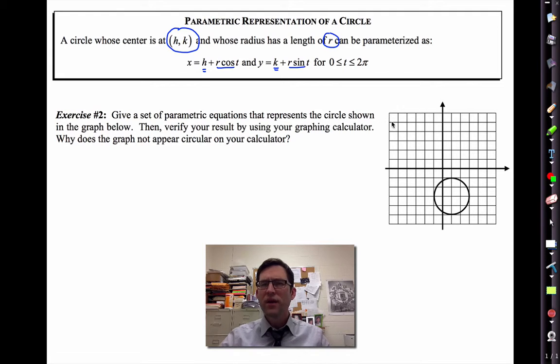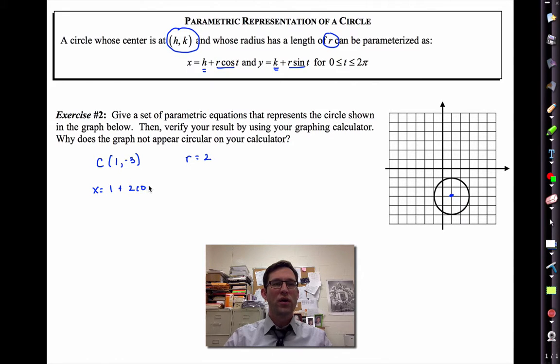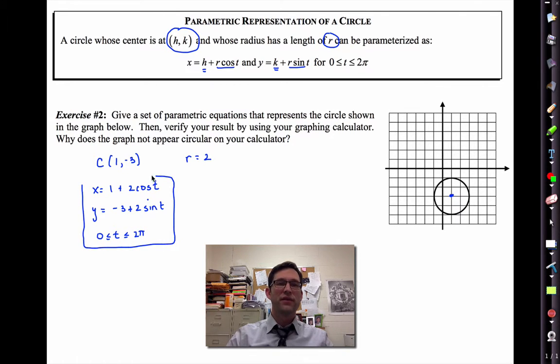All right, should be easy. What's the center? The center is right here, and that has coordinates of (1, -3). The radius, pretty easy to tell, is 2. So the simplest way to parameterize this circle would be x equals 1 plus 2 cosine t, and y equals -3 plus 2 sine t. Now it's important to give this where t is between 0 and 2 pi. You can actually leave off the equality on the 2 pi. It's kind of redundant, but I tend to just throw it in for kicks and grins.